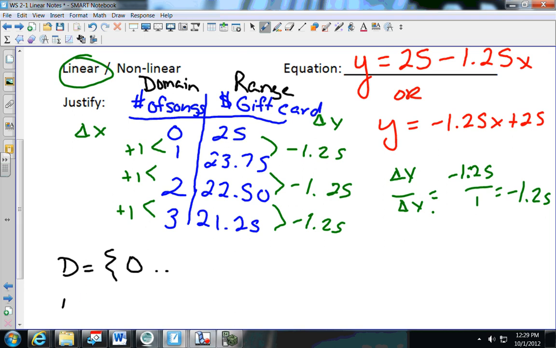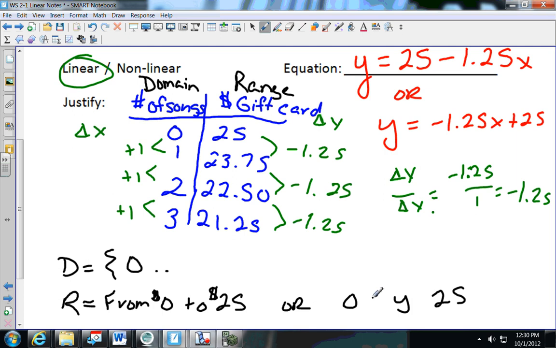gift card. Let's go over here and let me look at range for a second. Range, I have $25, and the smallest amount I can have on the gift card is what? 0. So my range, I can write it a couple different ways, but I'm going to write from 0 to $25. I'll put the dollar sign right there. I could write it like this. I could write it like this. 0, that y goes from 0 to $25. Y is all the numbers in between here.